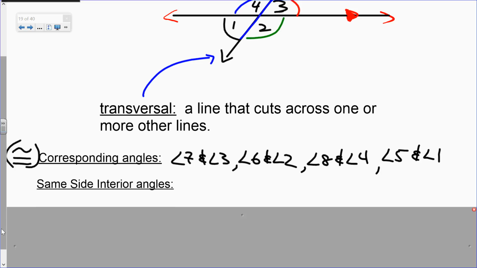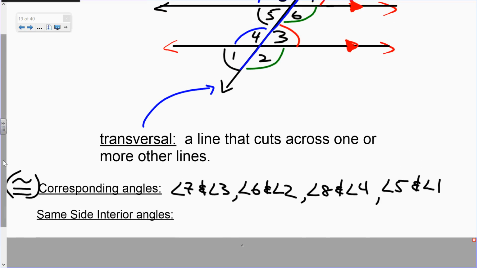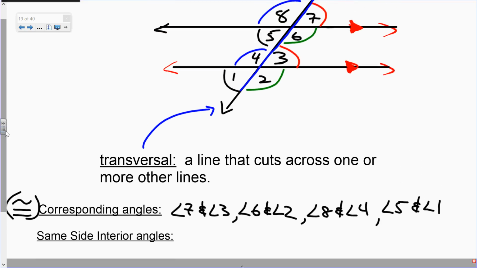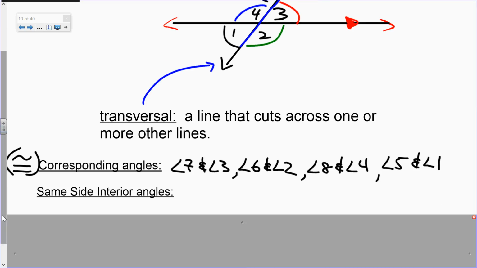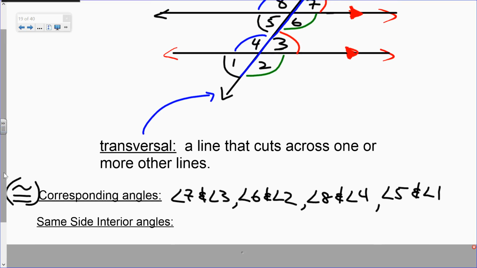But same side interior. What do I mean by interior? What I mean is the space in between the 2 parallel lines. Look at right here. This is the interior. So just by the name, same side interior, you can kind of decipher what angles we're dealing with. Someone give me 2 angles, same side interior. Same side of the transversal and in the interior. This is the interior, all this is exterior.